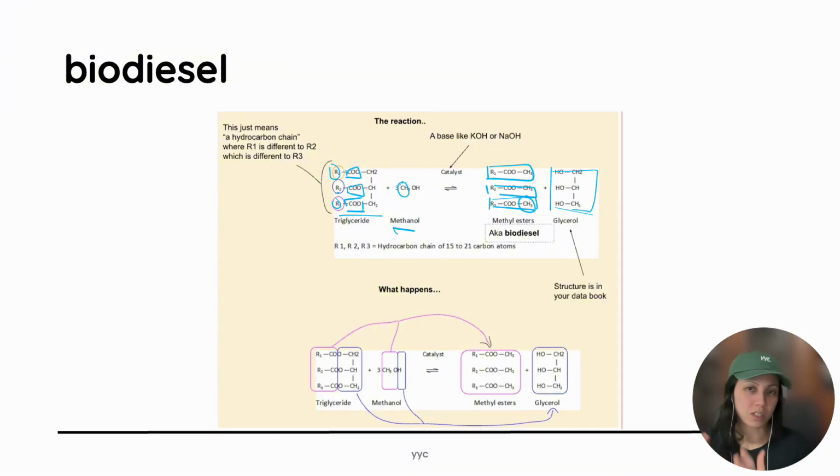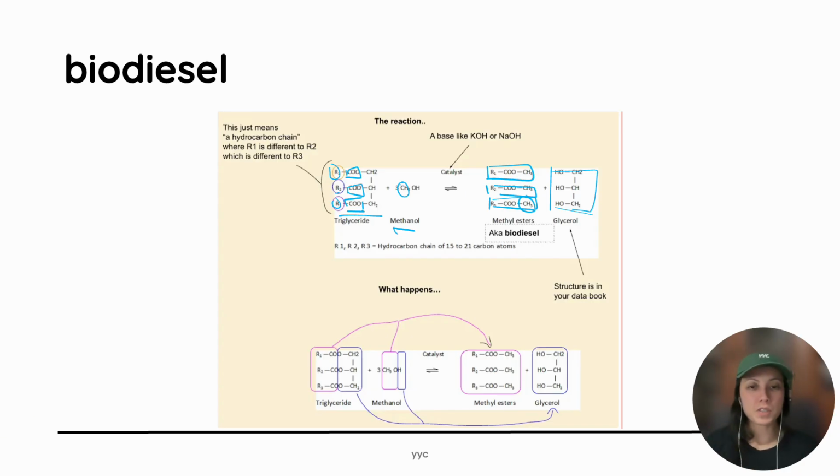Now, the structure of glycerol is actually found in your data book, so you don't have to worry about memorizing that. This will become a lot more clear when you learn about fats a little bit later on in the unit. Okay, so for now, it feels like you're trying to rote memorize stuff, but don't. It will make more sense when we learn about fats very soon.